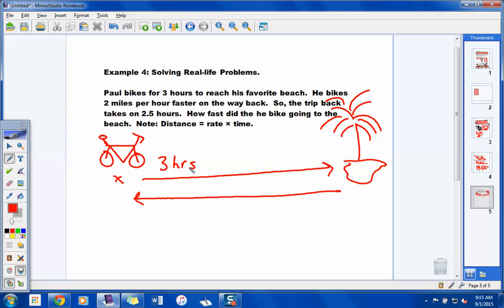It takes 3 hours. Anything else we know about the trip on the way over? Don't have a clue, do we? Okay. Then, how about the trip back? What do you know about the trip back? Bikes 2 miles per hour faster. Anything else about the trip back? It takes only 2.5 hours.